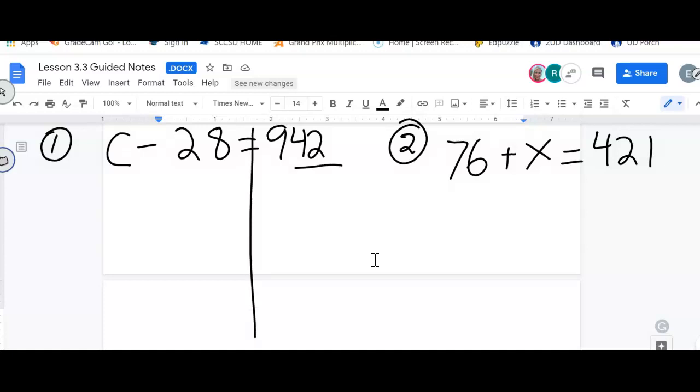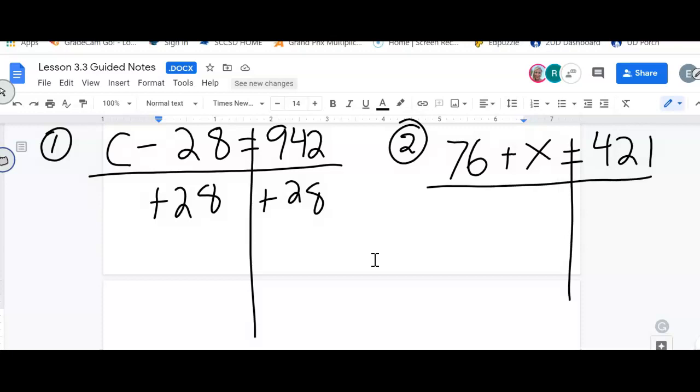Please don't pack up. I made my T-chart. What am I going to do to both sides? Skylar. Good. Why am I adding 28? Someone else. Libby. Good. You have to do the inverse operation. Over here, what would I do to both sides? Megan. Good. Subtract 76. Whatever you do to one side, you do to the other.